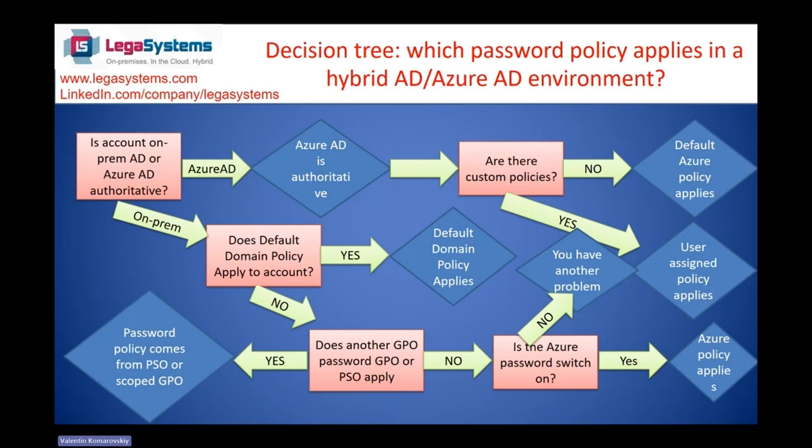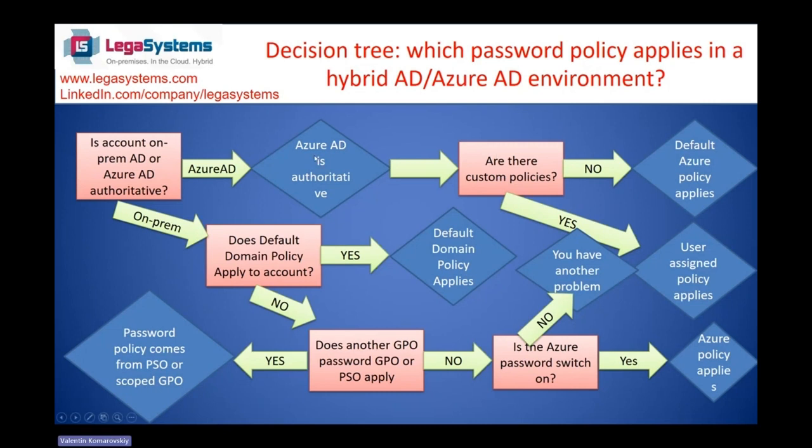So you want to look at the user assigned policy for the Azure AD user to determine which policy is assigned. In Azure AD, it's pretty simple, because the on-prem policies cannot apply to an Azure AD user. You could have a policy from Azure AD apply to a replicated account, but not vice versa. A password policy created in Azure AD will never apply to an on-prem account. So that's the rule of thumb. That's good to know and remember.